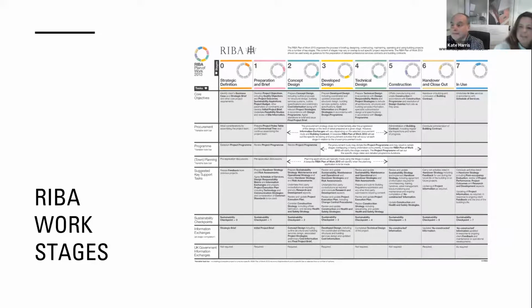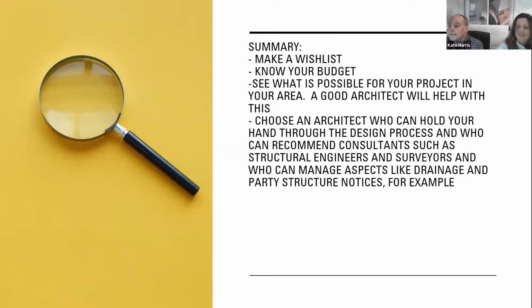Great. Okay, so I'm just going to summarise then what we've said today. We recommend you make a wish list for your project at the start of your project so you are clear on what you're looking to achieve. You can either make this on your own or a good architect can help you with this. Know your budget so you're able to plan and stick within it as much as possible. See what is possible for your project in terms of planning approval in your area and more specifically your road. Again, a good architect will be able to help you with this.